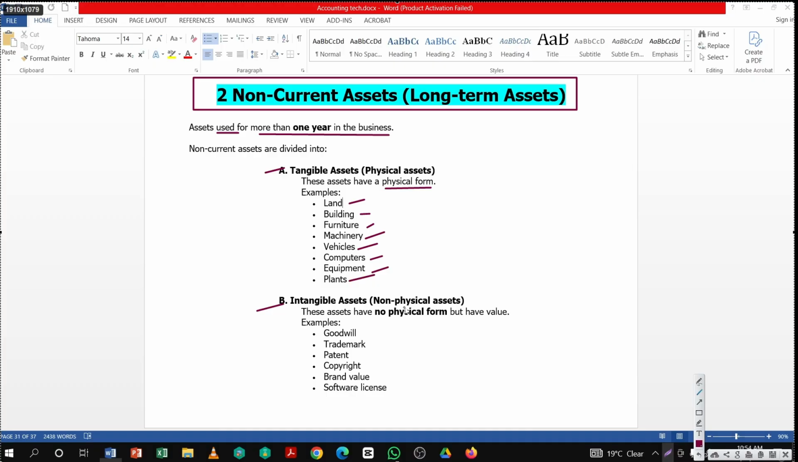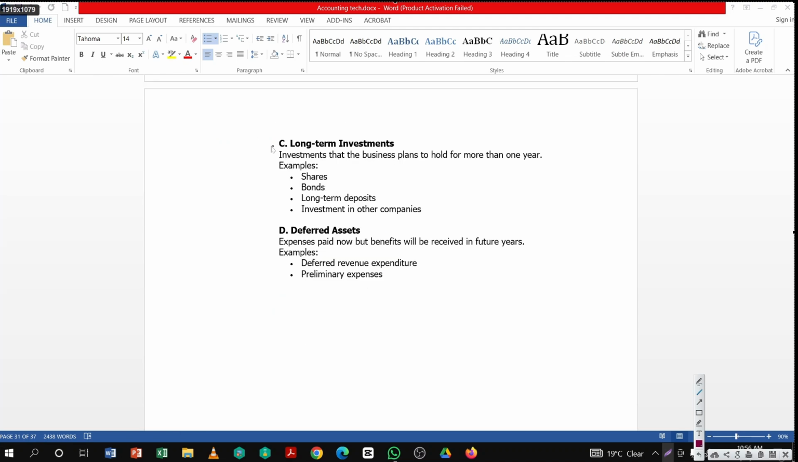Intangible asset, that is non-physical assets. These assets have no physical form but have value. Goodwill, trademark, patent, copyright, brand value, software license are intangible assets. Long-term investments, investments that the business plans to hold for more than 1 year. Shares, bonds, long-term deposits, investment in other companies are long-term investments.